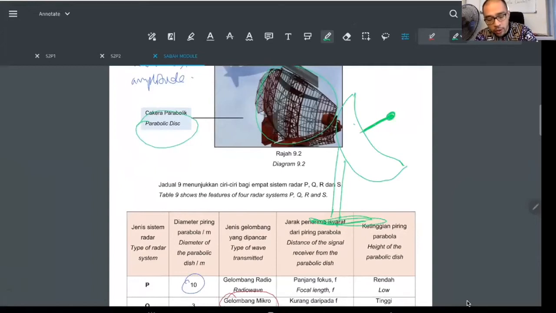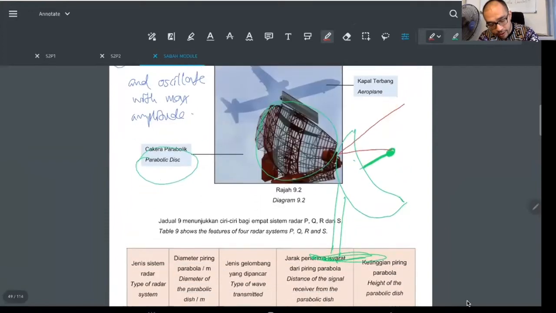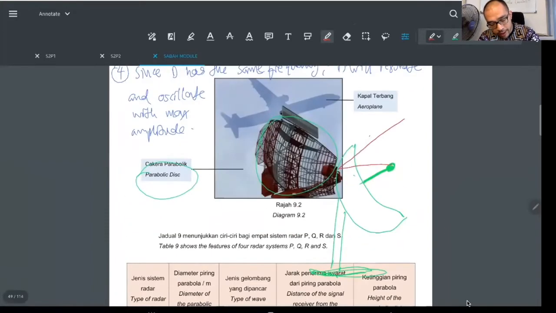So what happens to the waves is that when the waves come over here, they're going to kena pantul ba. Sorry. Okay. When the waves come and hit the dish, it's going to be reflected. And when it reflects, it needs to reflect onto the receiver. Okay, because waves can come from anywhere. Like this. So come from here and then go here, come from here and go here.